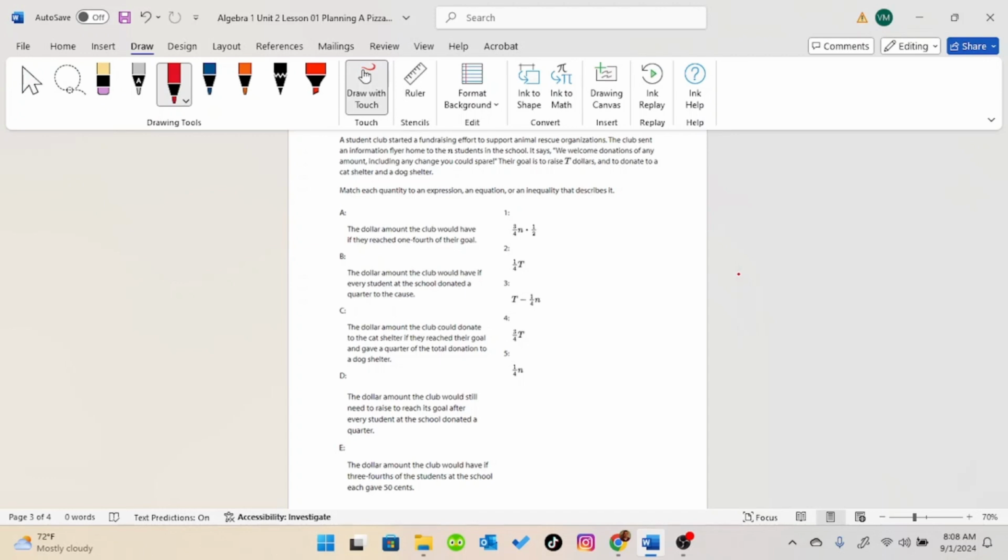Description A. The dollar amount the club would have if they reached 1/4 of their goal. So as we look at this, we know that their goal is T. They're going to reach 1/4 of that goal. So description A would match expression 2, 1/4 times T.